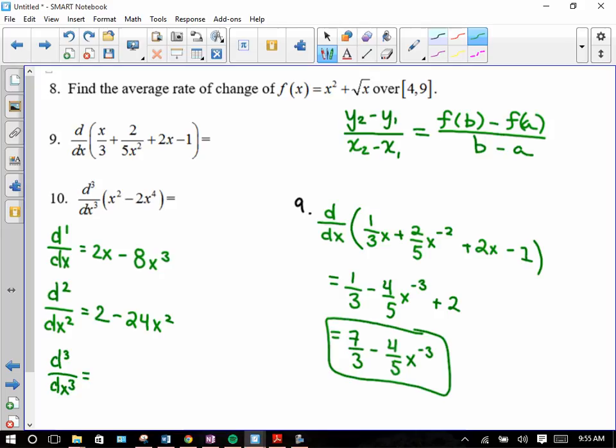And Michelle? Third derivative? Good. Third derivative. How do you guys feel about those types of derivatives? They're pretty easy, right? What about the idea of derivatives in general? No. Because if you can do this, you can do pretty much anything.